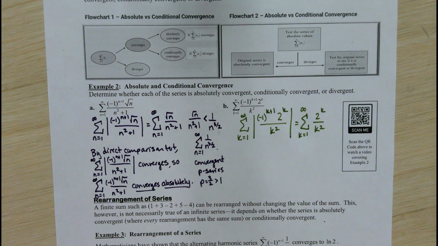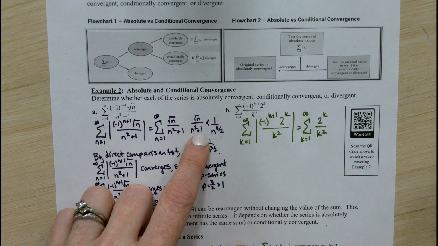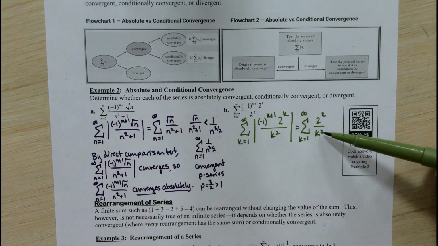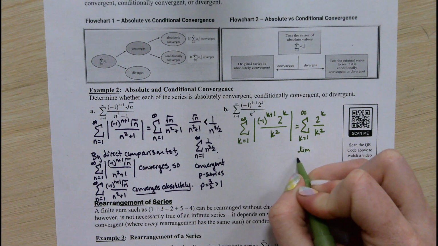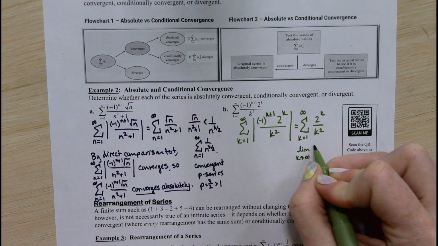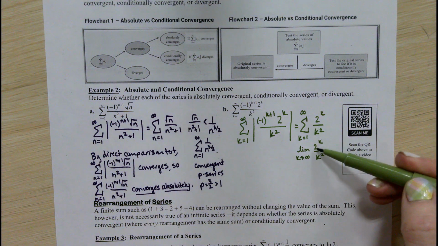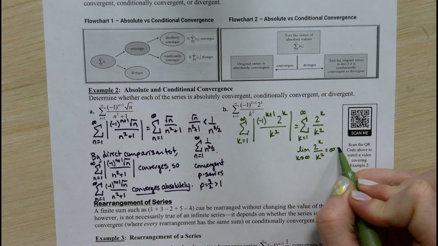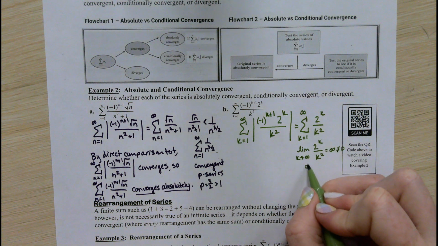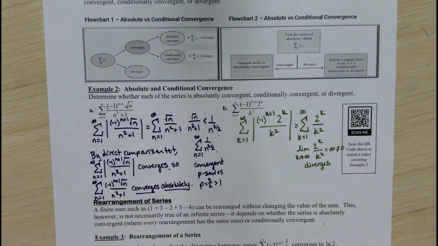I don't think I want to do direct comparison for this one like I did before, because these aren't going to necessarily simplify to be some kind of nice power like they did over here. I'm feeling like the nth term test will be a pretty easy one though. So the limit as k approaches infinity of 2 to the k over k squared. Exponential grows a lot faster than polynomial, so this limit is going to be infinity, which is not 0, and so that tells me that the absolute value of my series diverges.